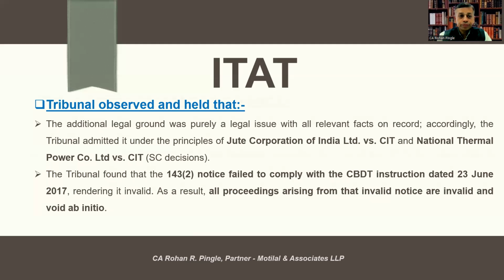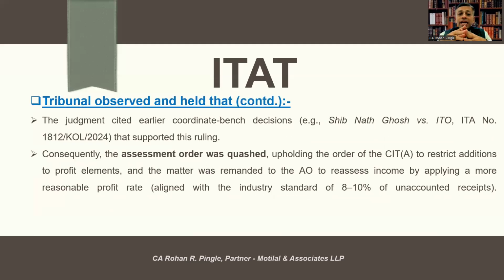Okay. So the judgment cited earlier coordinate bench decisions that supported this ruling. Consequently, the assessment order was quashed, upholding the order of the CIT appeals to restrict additions to profit elements, and the matter was remanded to the AO to reassess income by applying a more reasonable profit rate aligned with the industry standard of 8 to 10% of unaccounted receipts.